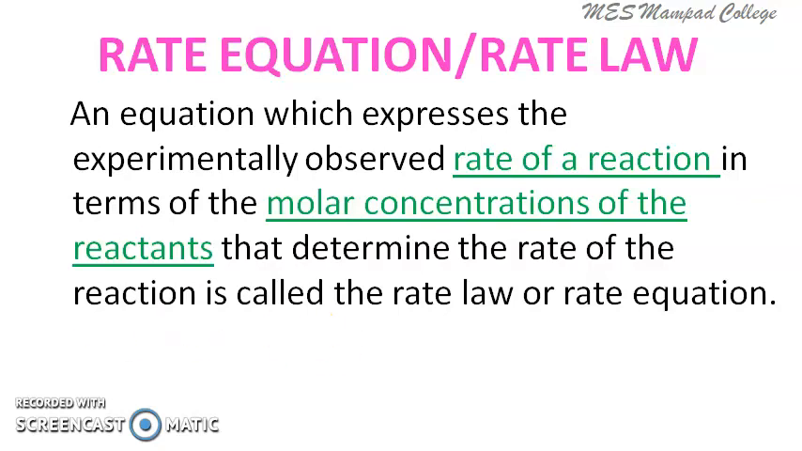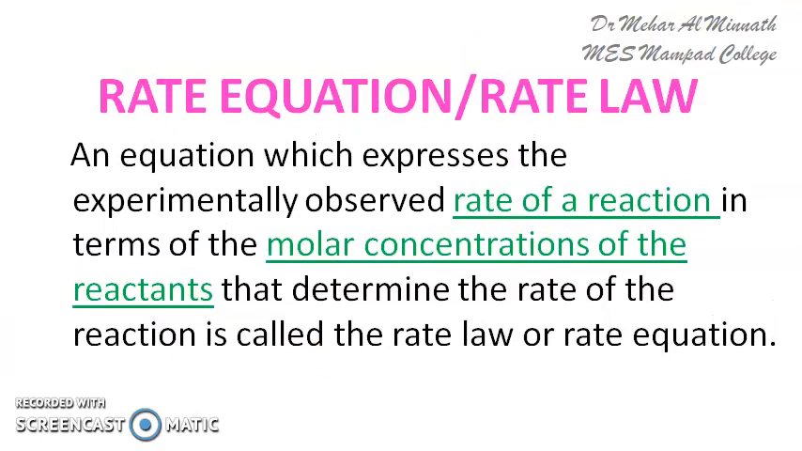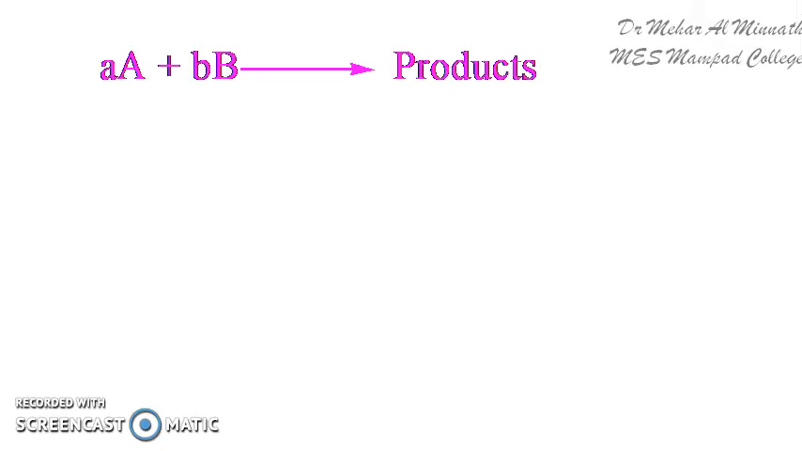Now, how do we write the rate law or the rate equation? We shall see. Consider a reaction A plus B giving the product. Suppose this is a general reaction. The rate equation for this, we write as rate equal to k into concentration of A to the power of x, concentration of B to the power of y. This is the way we write the rate equation.